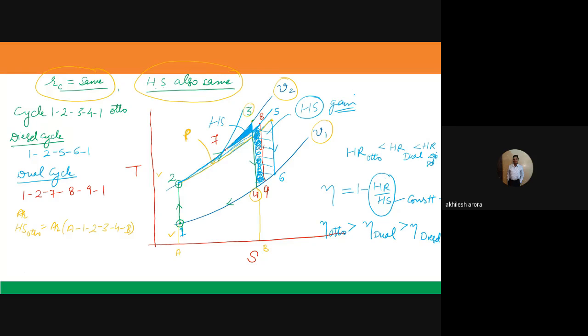And then you can go for calculating the work, because the heat supplied is same and the heat rejected is minimum in case of Otto cycle. So W for Otto cycle will be maximum, followed by W for dual cycle, followed by W for diesel cycle. So is it clear?